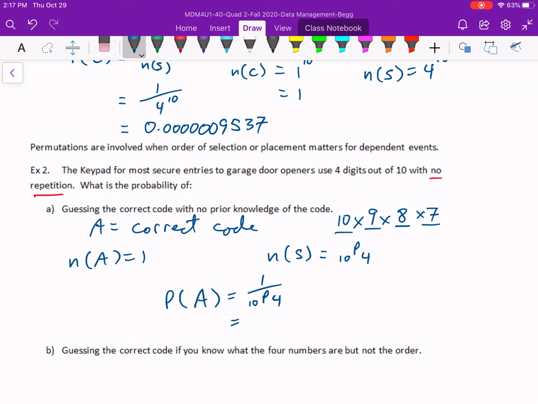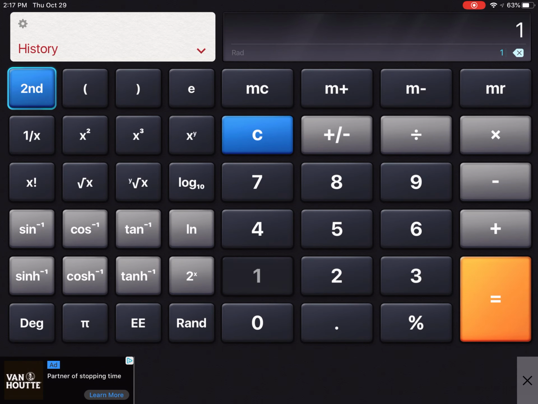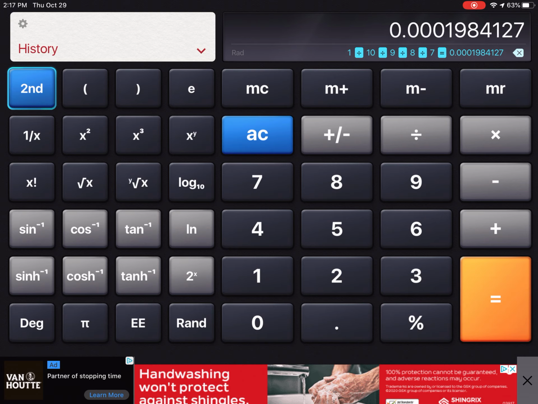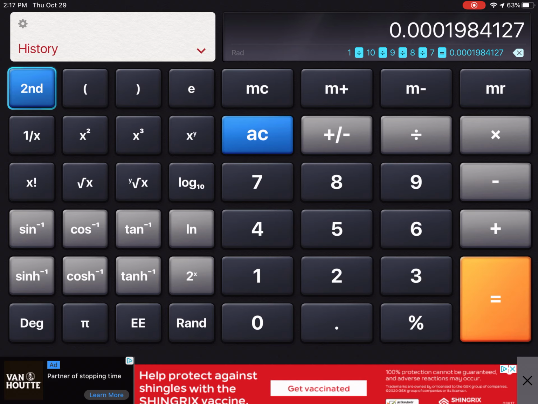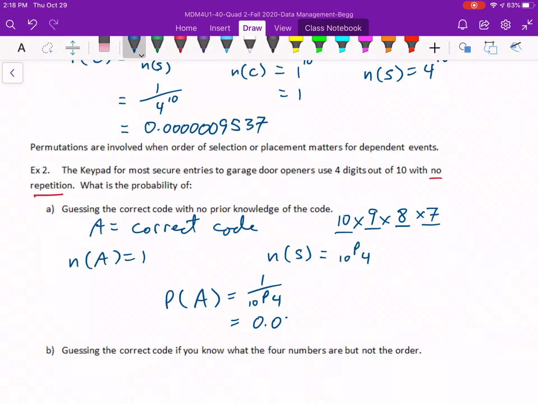Unfortunately, on my iPad calculator, I can't do permutations. You could do 10P4 on your calculator, but I'm going to have to resort to doing 10 times 9 times 8 times 7. That's 0.00019. Let's round that to 0.0002, which would be the same as 0.2%.